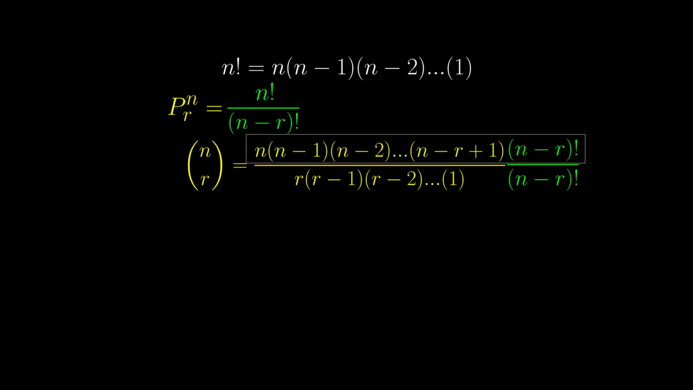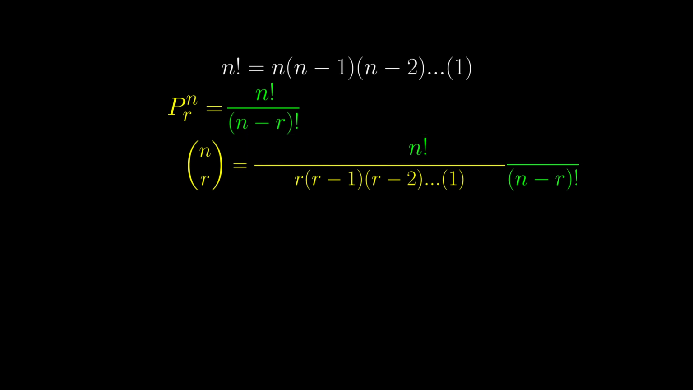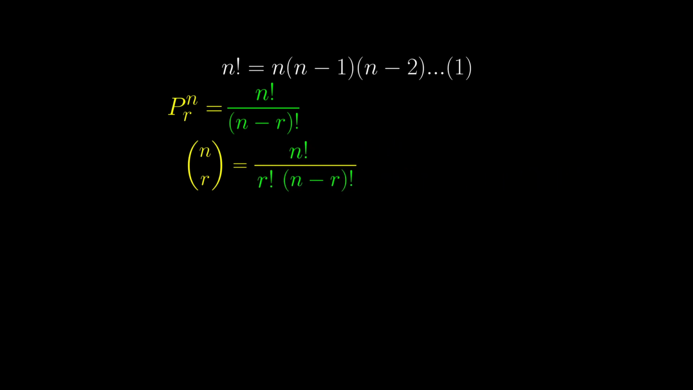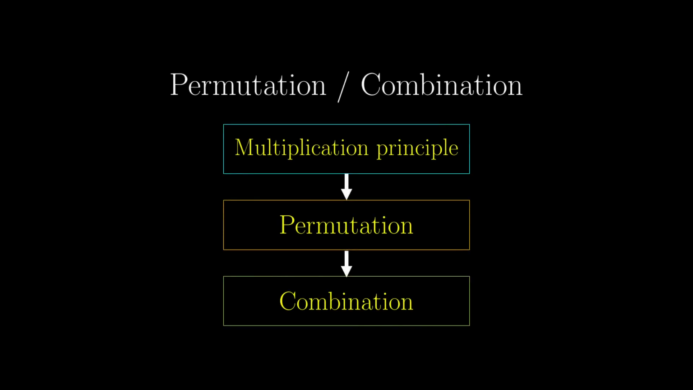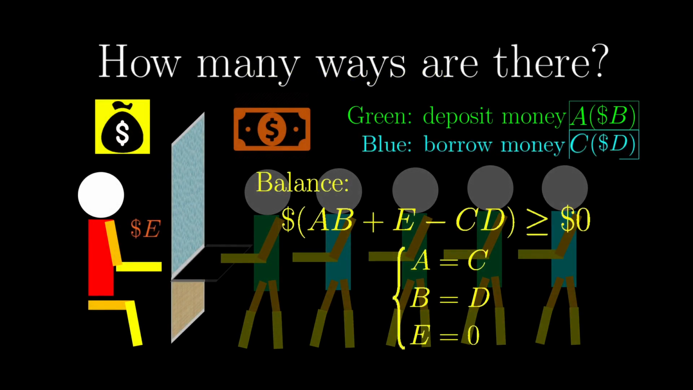The numerator can also be rewritten as n factorial. In addition, this part of the denominator can also be rewritten as r factorial. So we have a simplified formula for n choose r. And so, we have constructed some more sophisticated tools based on one of the founding principles, the multiplication principle, with these formulae we derived. In the next video, we will focus on this particular scenario mentioned in the introductory video.